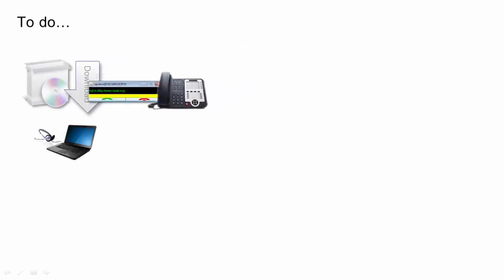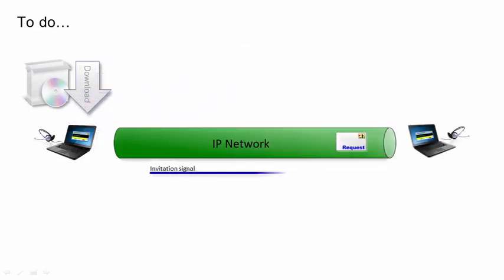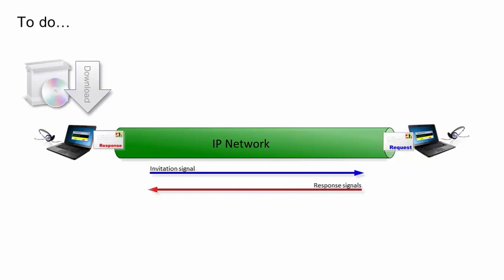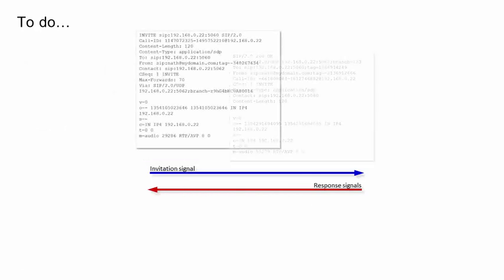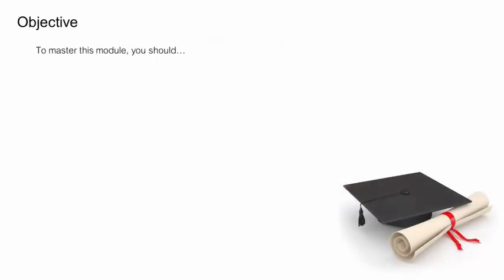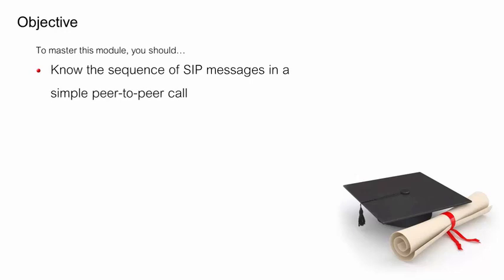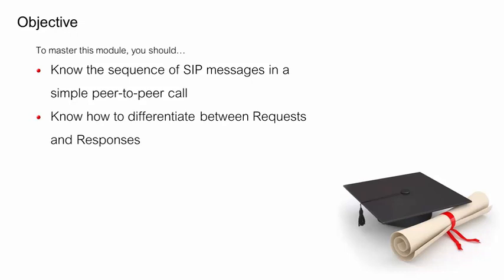Over the next few minutes, we'll walk through the download and setup of a SIP user agent, and we'll make our first peer-to-peer SIP call. More importantly, we'll look at the SIP messages exchanged during the call, both SIP requests and SIP responses. By the time you've mastered this module, you'll know the sequence of messages in a peer-to-peer call, and you'll know how to differentiate between requests and responses in a SIP call log.